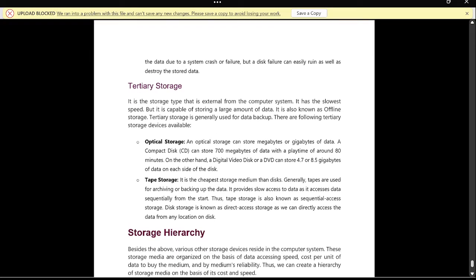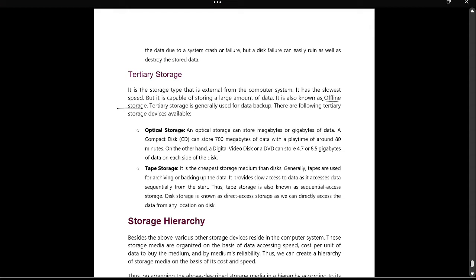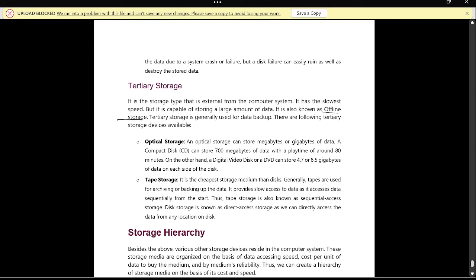And the last storage we have is tertiary storage. This is called offline storage. Secondary storage is called online storage, and tertiary storage is called offline. This is also an extension of the memory only. The only difference is the speed. If you compare the speed between the secondary memory and tertiary memory, it is somewhat lower. It is not as fast as the secondary. So this is called offline storage.